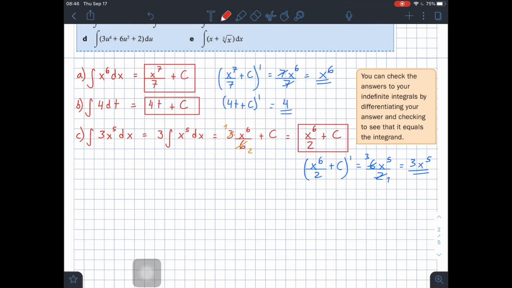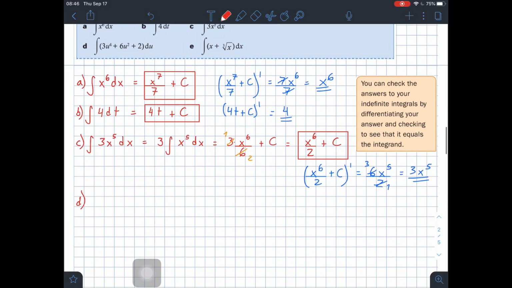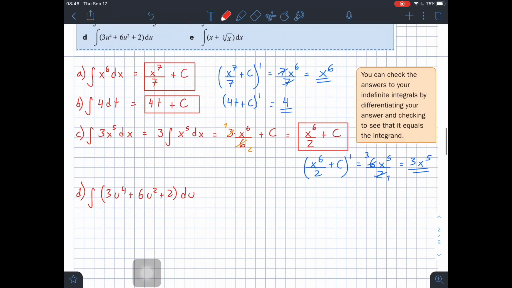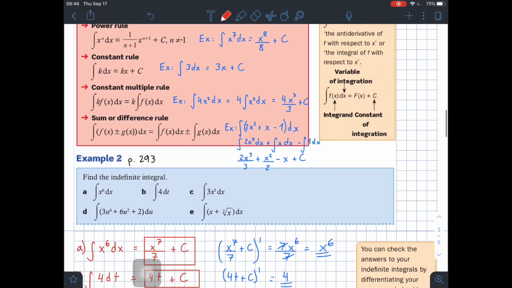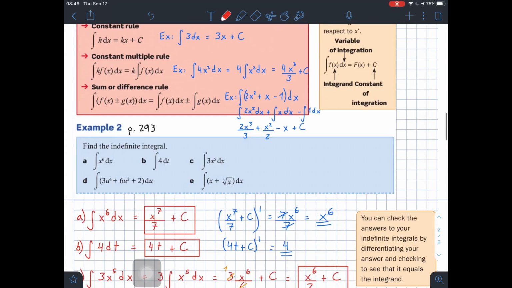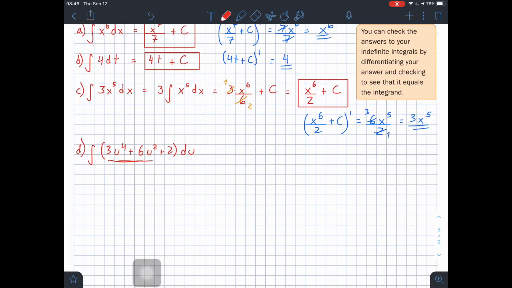Perfect. Let's move on to exercise D. Exercise D says, find the integral of 3u^4 plus 6u squared plus 2 with respect to u. So now our variable of integration is u. But we're doing exactly the same thing. In this case, we can apply this rule over here, in which we separate all of the different functions before integrating, right?